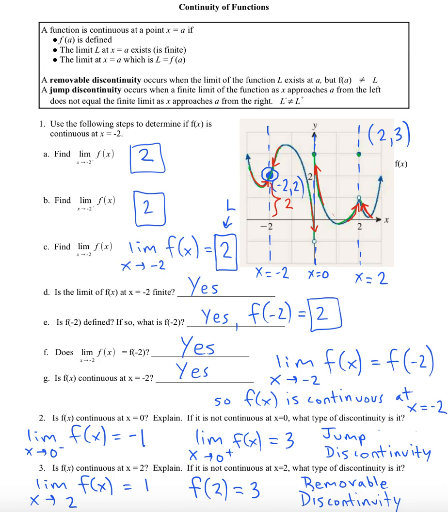Now, of course, the function's value is not 1 at x equals 2. It's actually 3 at x equals 2. But it's technically called removable because it could be fixed if we were to change that output value.